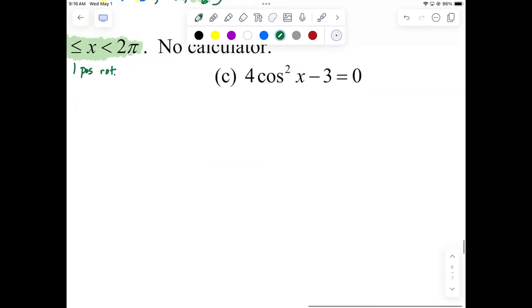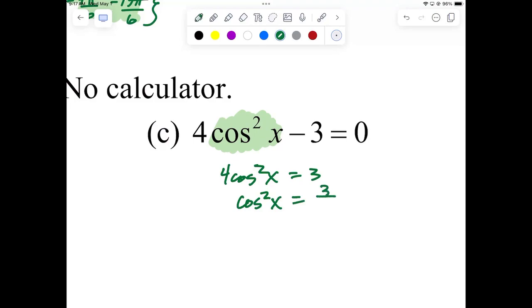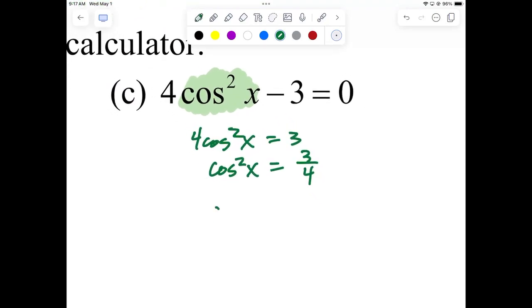Any questions? All right, 4 cosine squared of x minus 3. I have a single trig function now. My goal is not to get it equal to 0, but to solve for cosine of x. So I'm going to bring the 3 across, and that equals that. I'm going to divide through by the 4, and I get 3 over 4. And now I'm going to take the square root of both sides, remembering to do what on the right-hand side? Plus or minus the square root of 3/4.